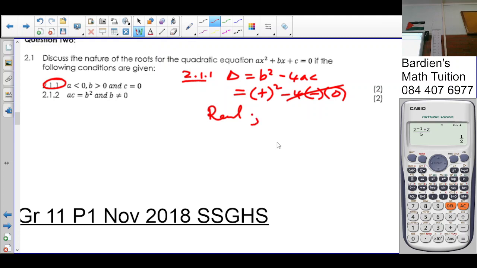It will be rational or irrational? Rational, because that's perfect squares. And unequal. Okay? Let's look at the next question, 2.1.2.